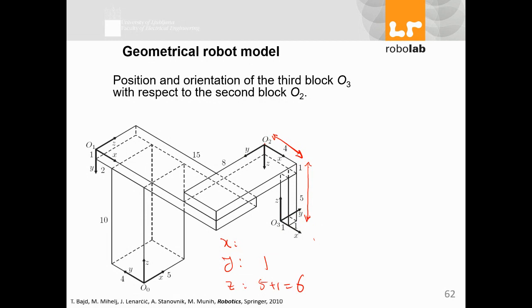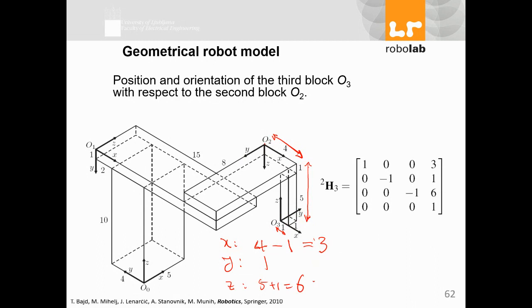For x, oh, sorry, I think for x I made a mistake. For x is 4, and I'm going back 1. So it's 4 minus 1. So it's 3, 1, 6. Let's check. 3, 1, 6. Yeah, this time you were right.